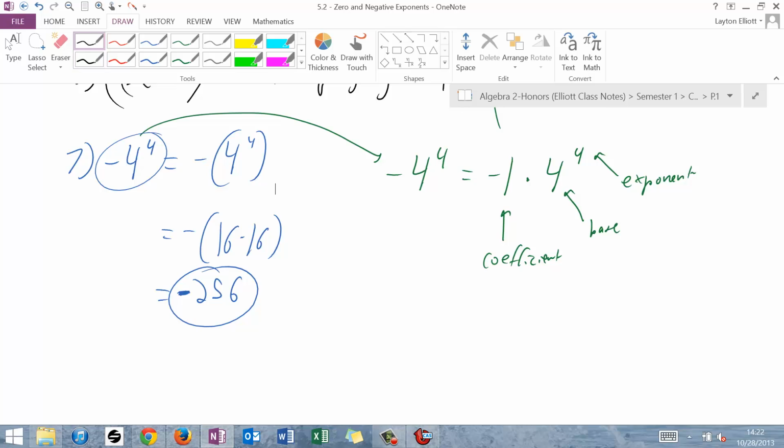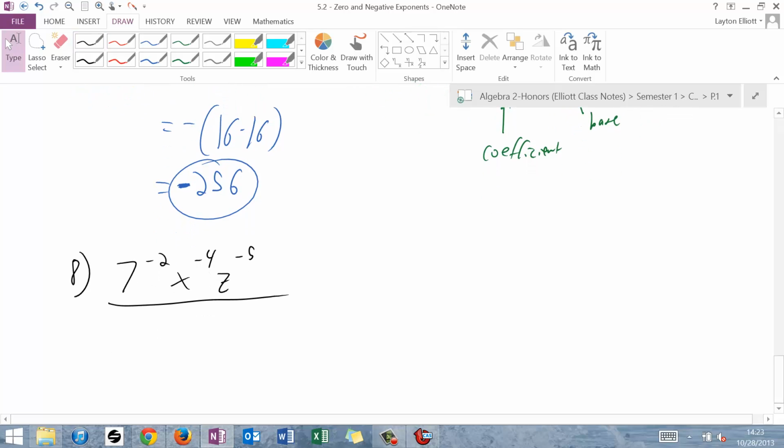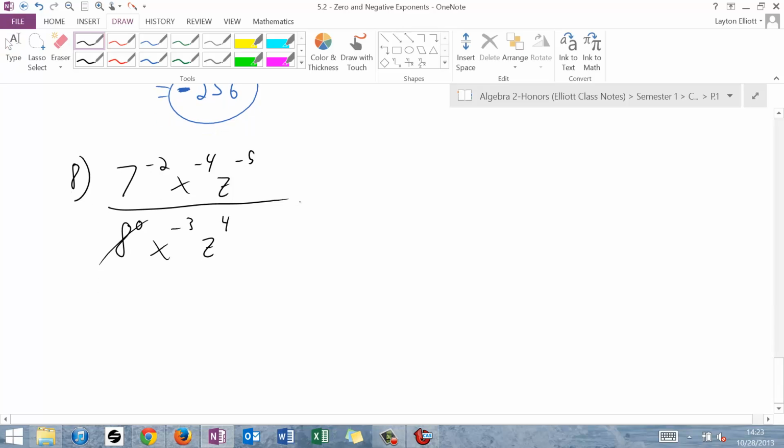Let's pop down to some more examples. I'm going to go 7 to the negative 2, x to the negative 4, z to the negative 5, over 8 to the 0th power, x to the negative 3, z to the 4th. I'm going to simplify this. So the first thing that I see is I have an 8 to the 0th power, and since again this is all multiplication, I'm just going to slash this. That's equal to the number 1. It's not going to affect the final result, so we'll just leave it there.